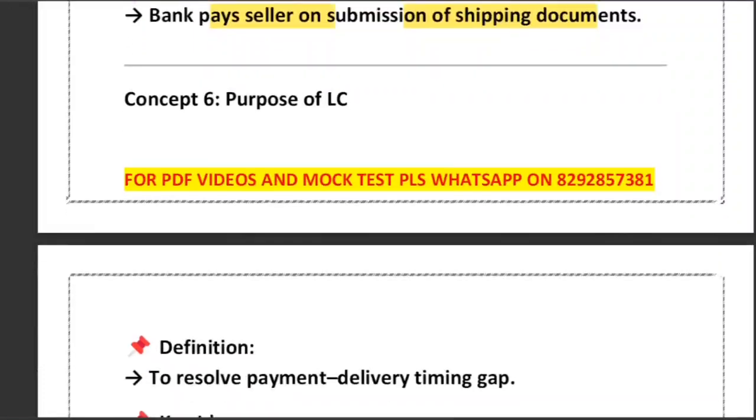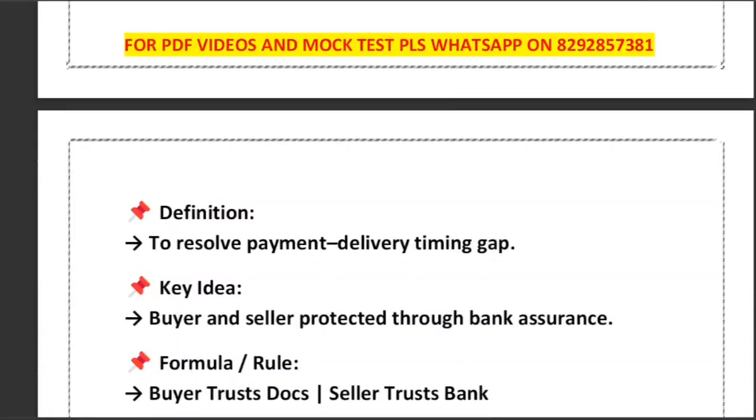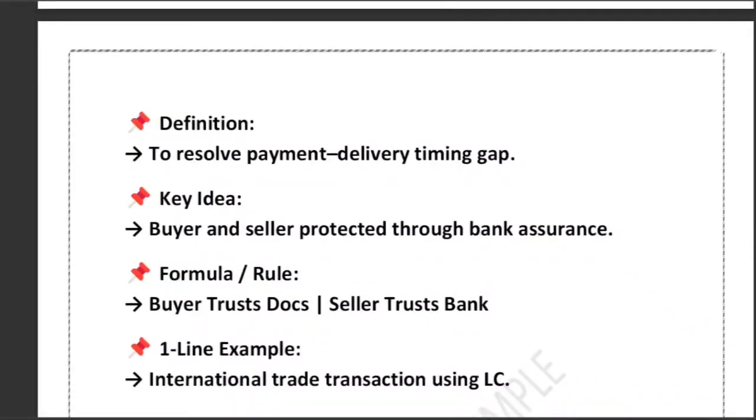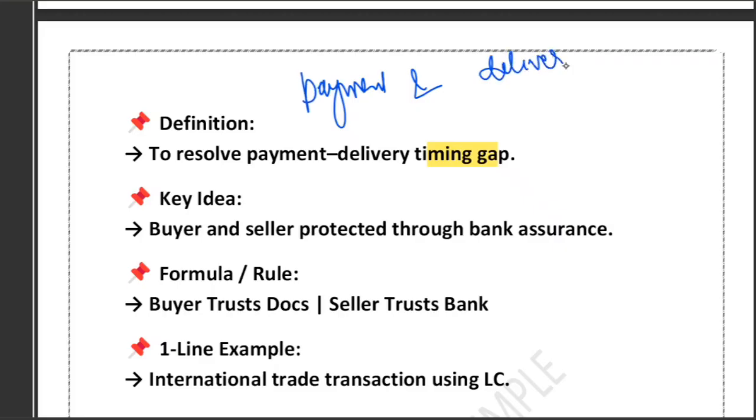Now what is the purpose of LC? Why do we need a letter of credit? See, because there is a time gap. There is a timing gap between what? Delivery of the goods and the payment of the money. Since there is a time gap between the payment and delivery, right? So LC solves this trust problem.